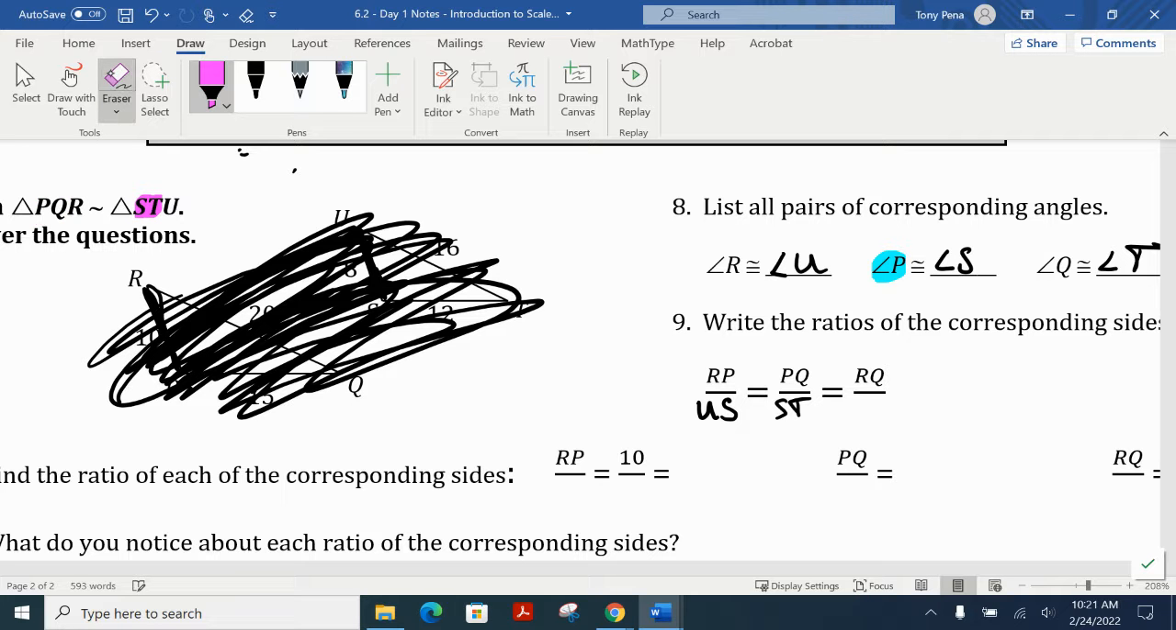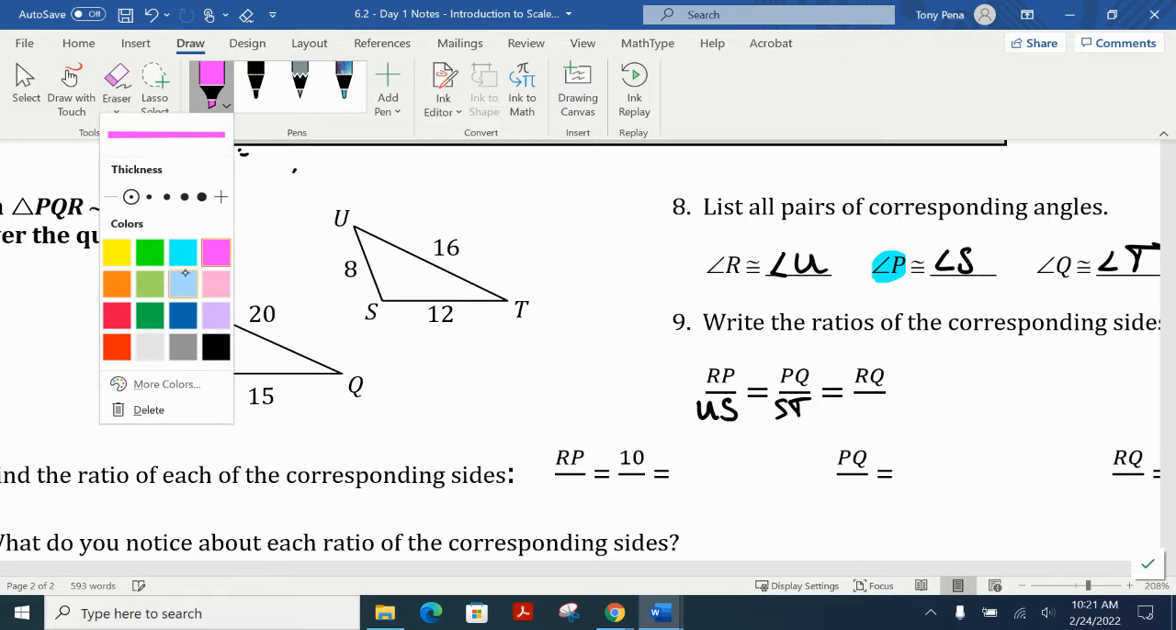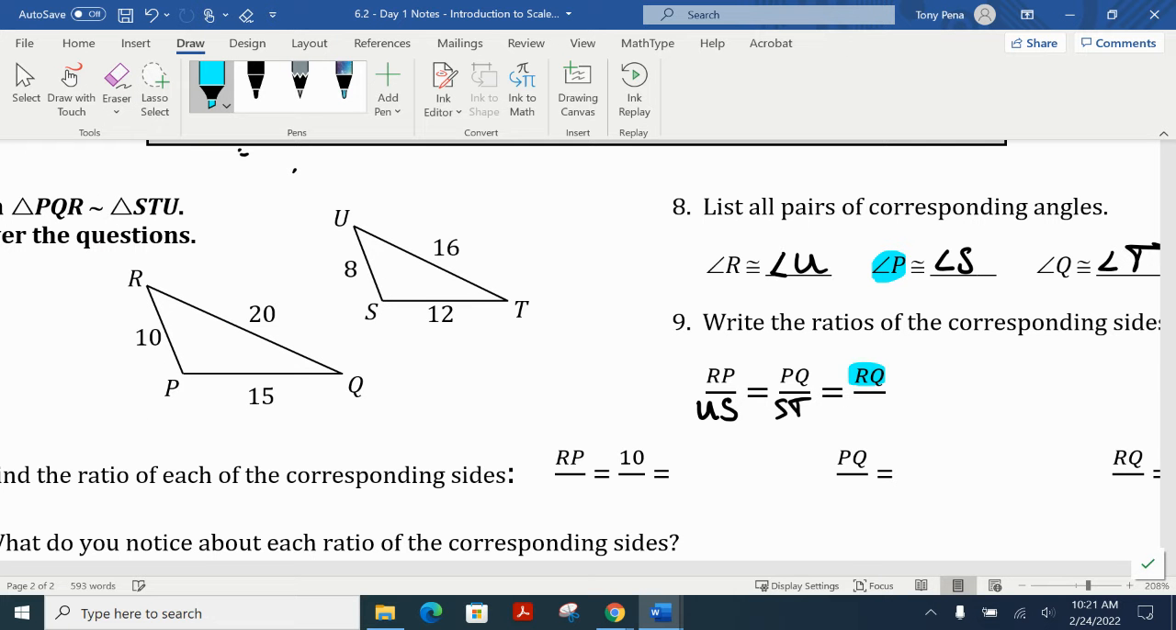All right. And then last but not least, and we'll call her a day, finish this tomorrow, RQ. Notice how RQ are the second and the third ones in the first triangle. So if we go to the second and the third one in the second triangle, that would have to be the side that that one corresponds to. All right.